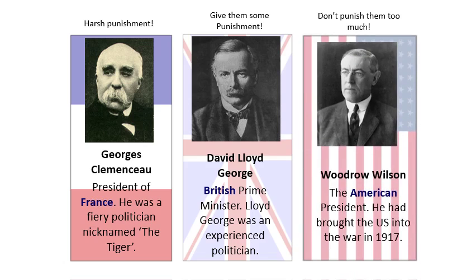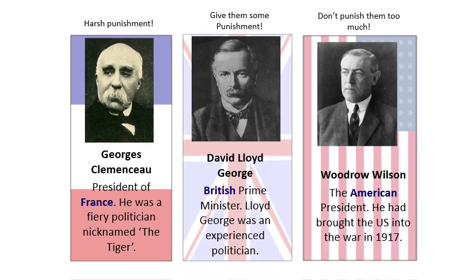So he was the American president. He brought the USA into the war in 1917. Now, bearing in mind World War I had started in 1914, it had been going on 3 years before he allowed America to join. So he wasn't really that up for punishing Germany at all. None of the fighting had obviously happened in America. Their losses had been relatively small. So he was kind of the other side, the complete opposite to Georges Clemenceau.